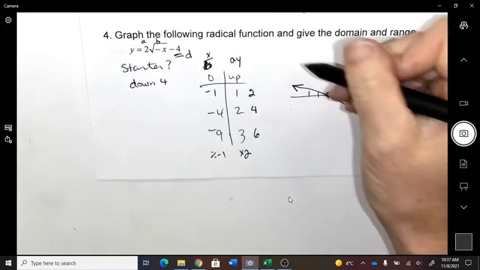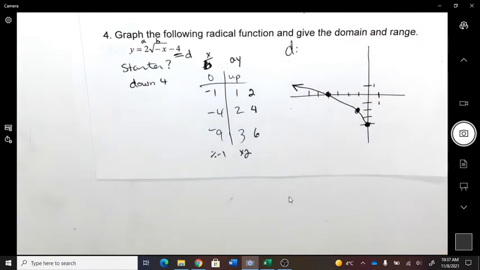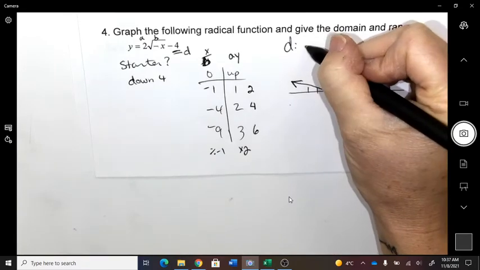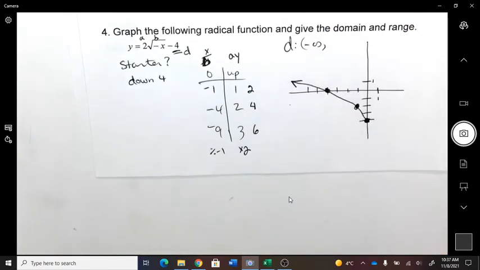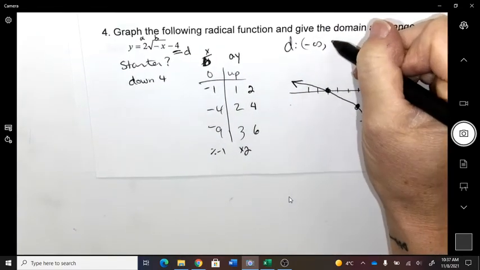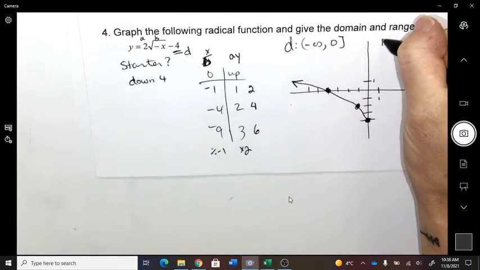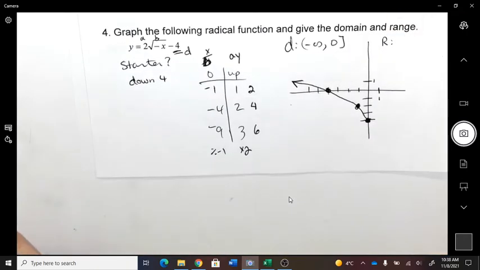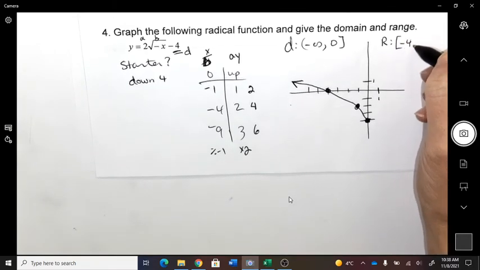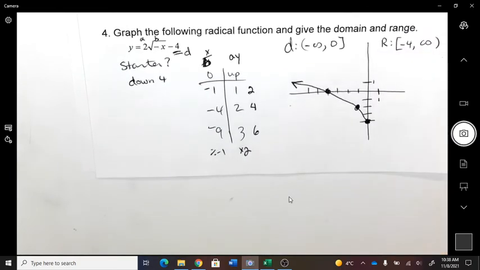Okay, domain. Left to the right. So negative infinity, 2, 0. What kind of bracket would you be on this one? Square. Did you notice how I used rounds on those rationals? And now these ones are square. Range, the lowest height is negative 4, and then it goes upward.